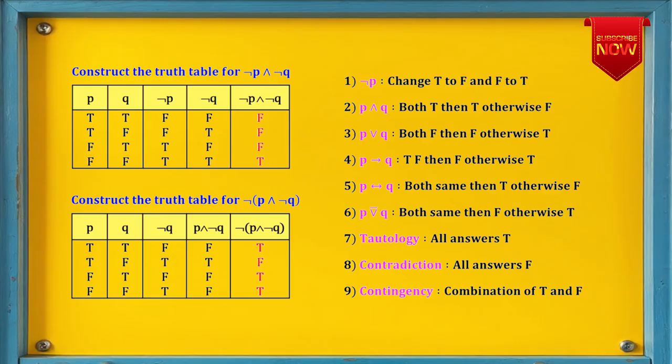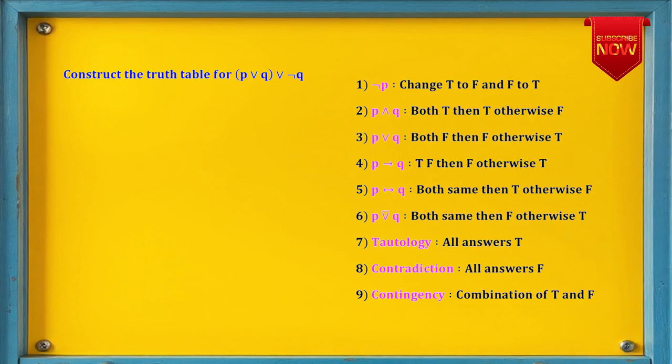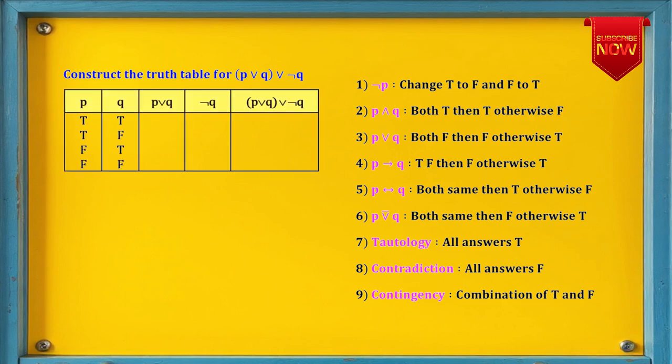Similarly next, construct a truth table for P or Q or not Q. So remember these conditions. We can draw the truth table very easily. P, Q, two statements. So there are four possibilities, TT, TF, FT, FF. See the question and take the table. First bracket, P or Q. Next, not Q. And finally question P or Q or not Q.